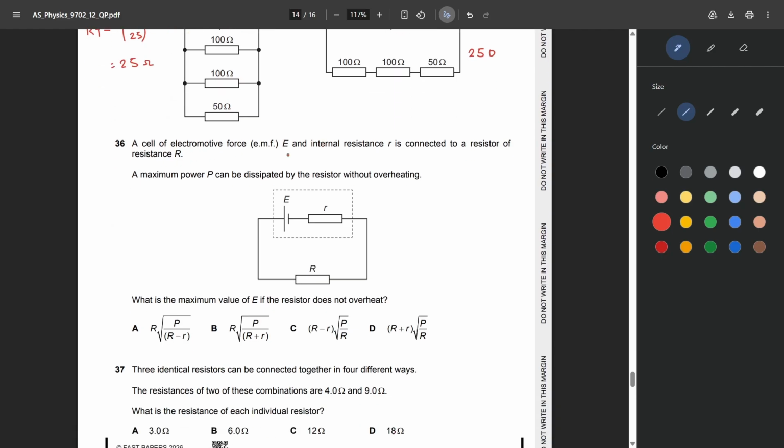A cell of EMF E and internal resistance R is connected to a resistor of resistance, capital R. The maximum power P can be dissipated by the resistor without overheating. What is the maximum value of E if the resistor does not overheat? Okay, so the maximum value of E, EMF, if the resistor does not overheat. Now, power written in terms of voltage and resistance is V square by R.